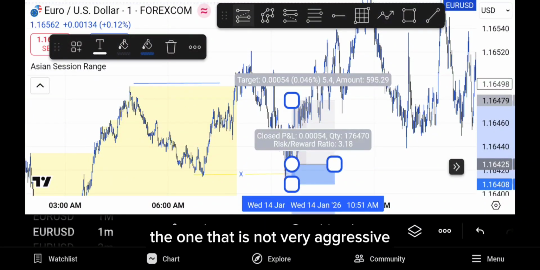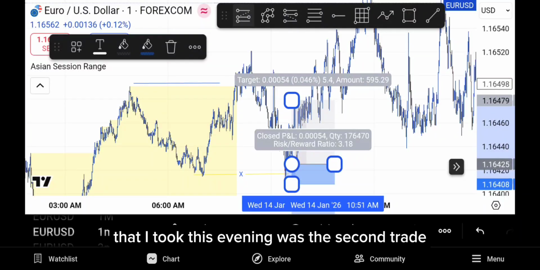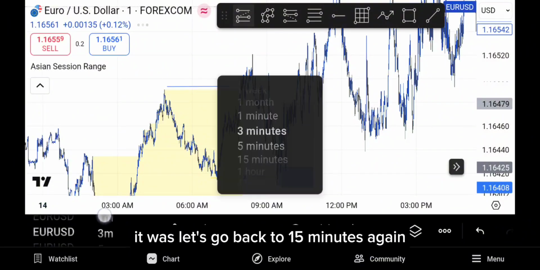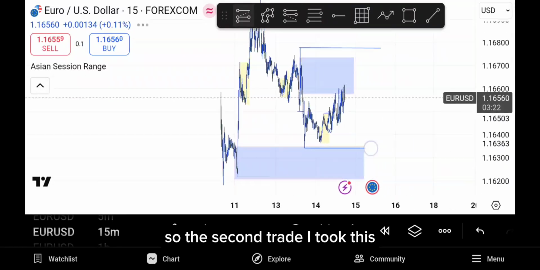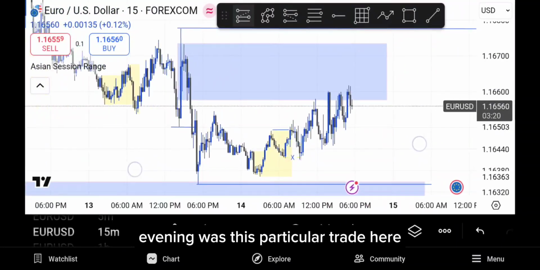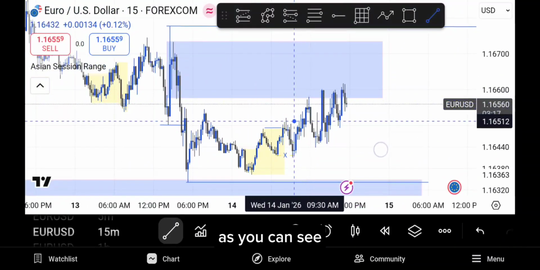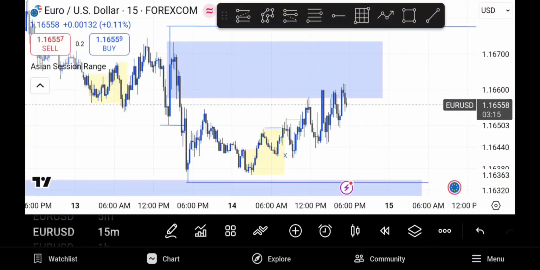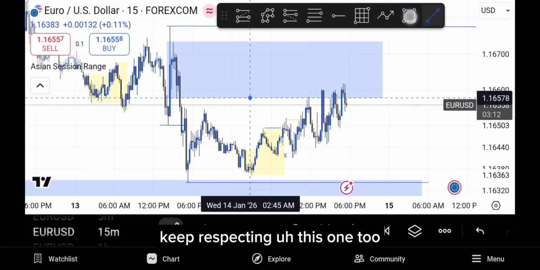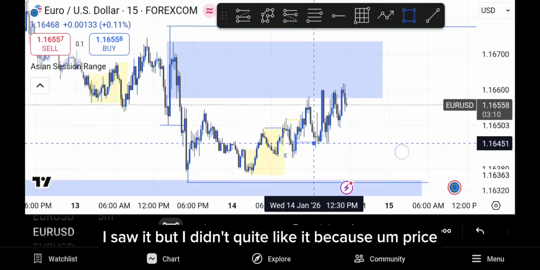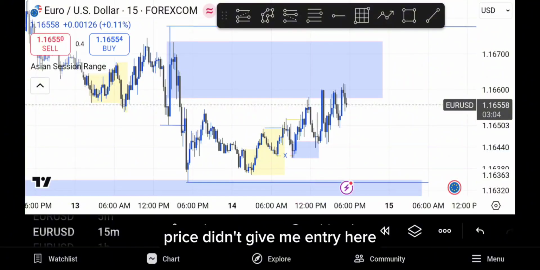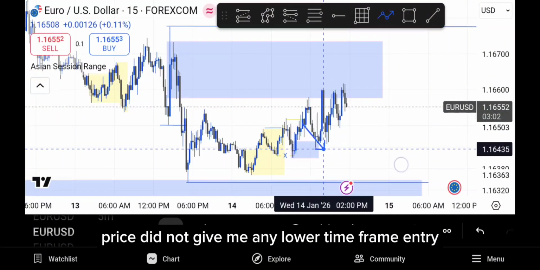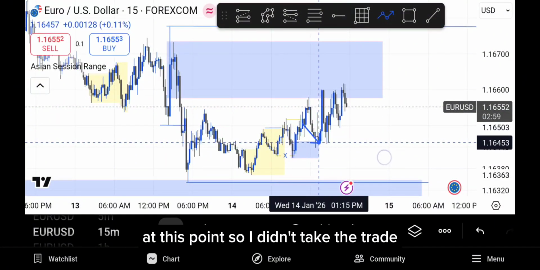But the major trade, the one that is not very aggressive that I took this evening, was the second trade. Let's go back to 15 minutes again. The second trade I took this evening was this particular trade here. As you can see, the internal structure keeps respecting itself. This one too, I saw it, but I didn't quite like it because price didn't give me entry here. Price did not give me any lower time frame entry at this point, so I didn't take the trade.